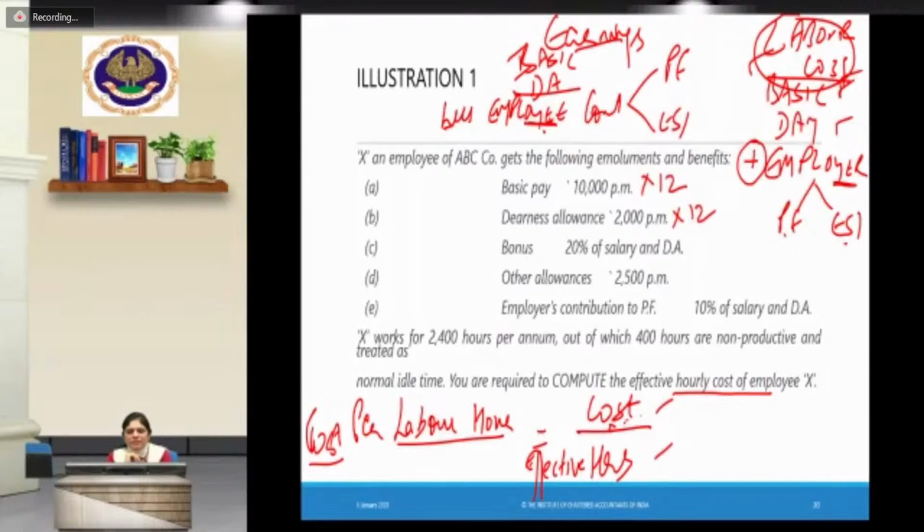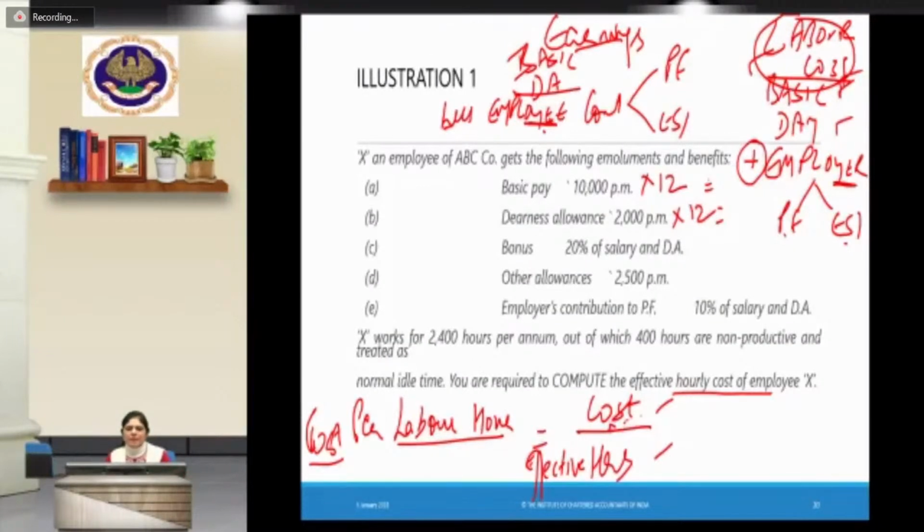Bonus is 20% of salary and DA. So whatever is the total amount of basic and DA, bonus is 20% of that particular amount. Clear? So basic is 10,000 into 12, which is 1,20,000, and 24,000 is my DA. So the total basic and DA is 1,44,000. Can you give me the amount of bonus? I'll show you the solution later on. First, you have to calculate along with me.